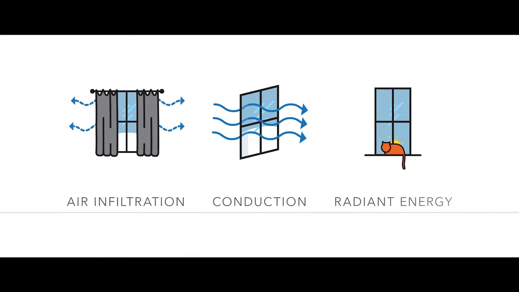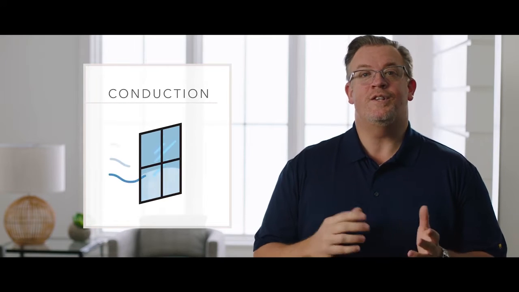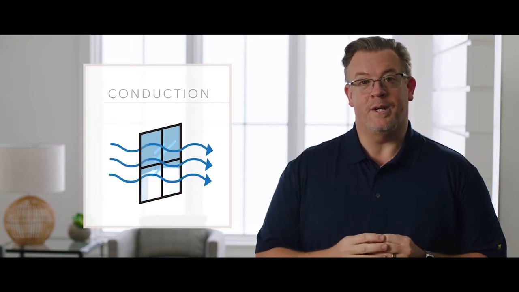Today we're going to talk about the energy efficiency of windows and doors. Inefficient windows waste energy in three main ways. The first, infiltration, conduction, and then radiant energy. Now we're going to talk about conduction. Conduction is the transmission of hot or cold through a material.